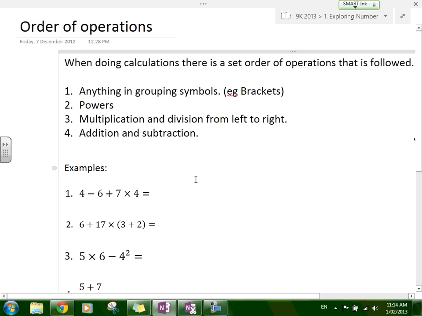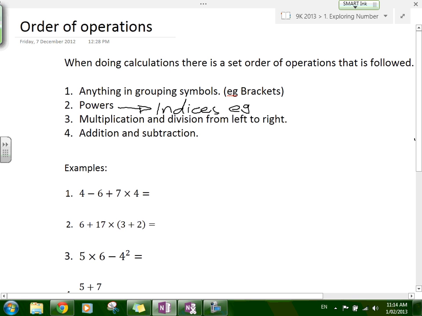Second thing is powers, otherwise known as indices. So for example, you might have 2 to the power of 3, or 4 to the power of 5, or 3 squared, or something along these lines. So it's important that you do the brackets first, and you do indices, making sure that you have all of these covered. After you know that you've done those, then comes multiplication and division.